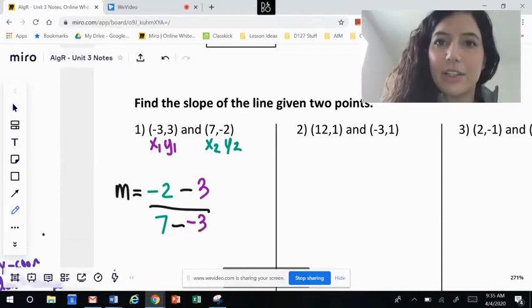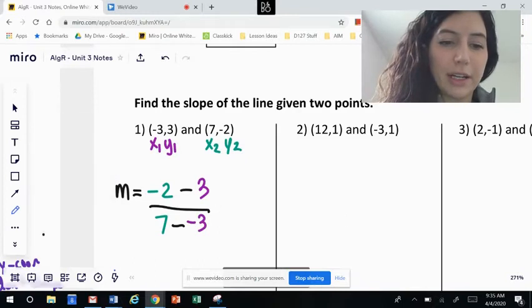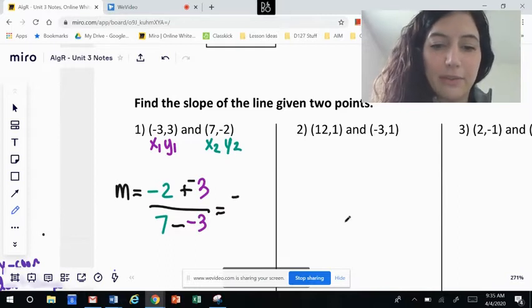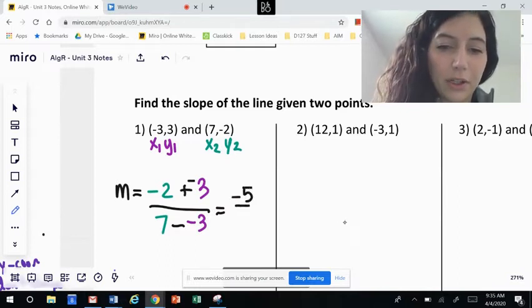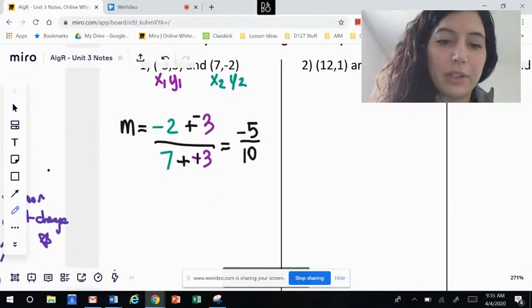Okay, and now I just need to simplify. So I'm going to simplify straight across, okay? So -2 minus 3 is going to become -5, over 7 minus -3, so that becomes 7 plus 3, which is 10. So my slope right now is -5 over 10, but here's a really important step.